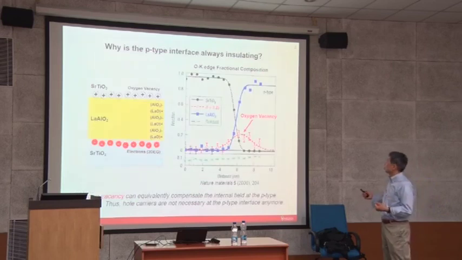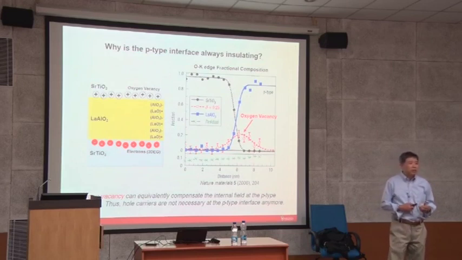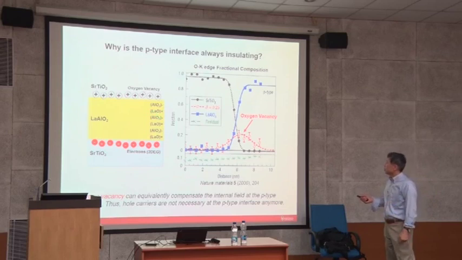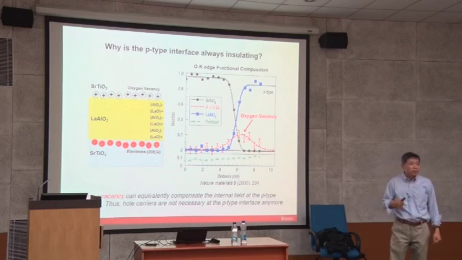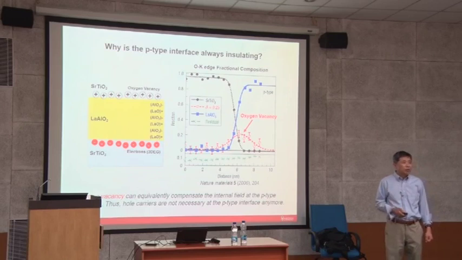So the p-type interface, why is it insulating? Okay? And one of the hypotheses for the insulating behavior is that whenever you have a polar field at the top surface, let them eliminate here, you always have a small amount of oxygen vacancies. Okay? These oxygen vacancies compensate the polar field and prevent formation of the 2D hole gas. That's one of the hypotheses.